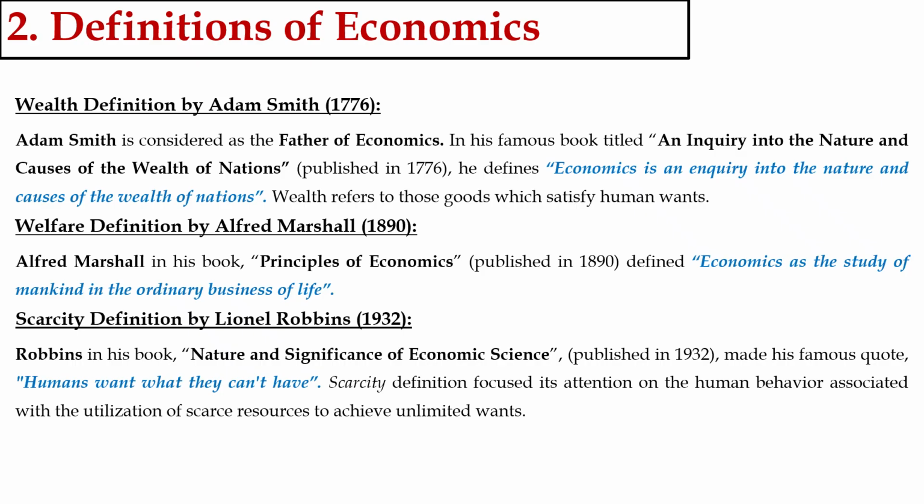The third definition is the scarcity definition, which is given by Lionel Robbins in the year 1932. So Robbins, in his book Nature and Significance of Economic Science, which was published in 1932, has made his very famous quote, human wants what they can't have. What does this mean? Human wants what they can't have. Why can't they have?